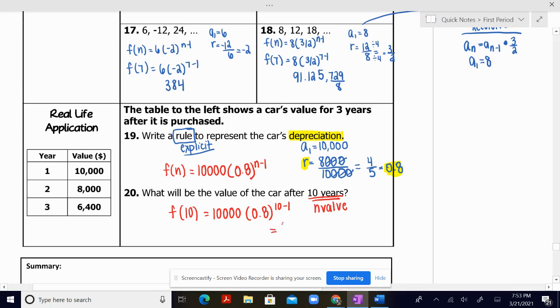That's going to give us an answer of 1,342.18. Remember, we're going to round to 2 decimal places because we're talking about money.